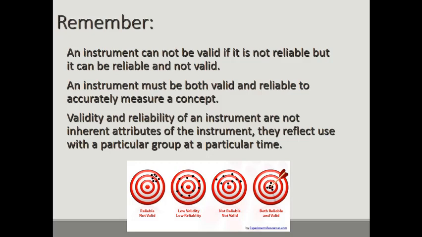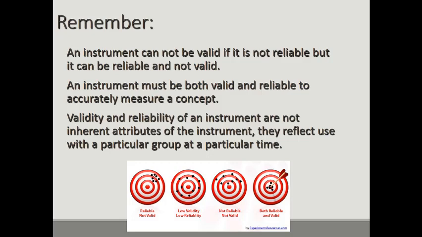The second example shows us low validity and low reliability. They're not close to the accurate center, and they're not even close to each other. The third also shows us a situation where it's not reliable and not valid. Again, they're not close to the center and they're not close together. But the fourth one shows us a situation where the results are valid and reliable. They're close to the center, which means they're accurate, and they're repeatedly near the center, so they're reliable. An instrument has to be reliable and valid to measure a concept well.